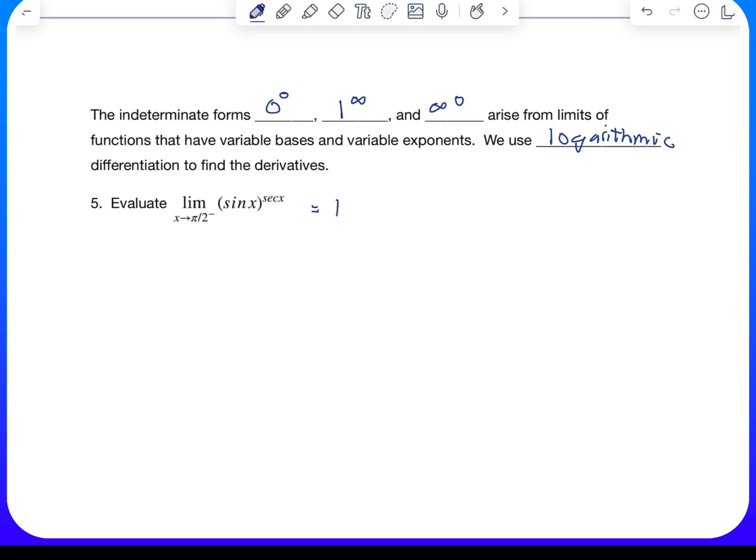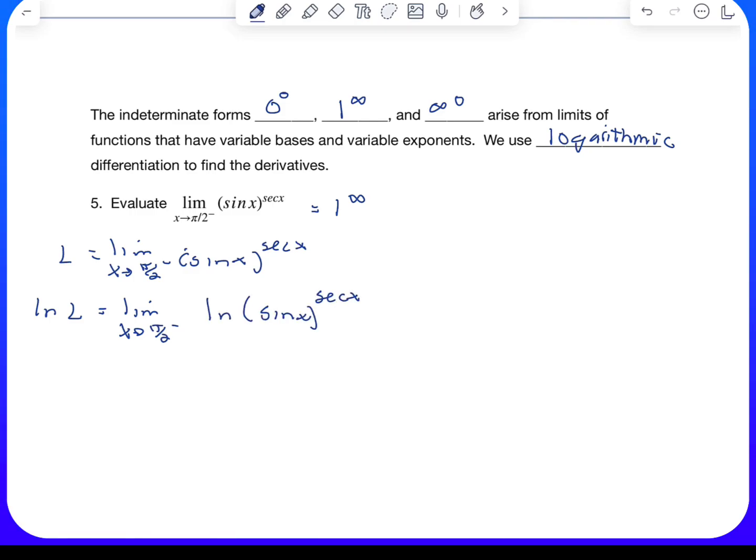So example 5 does this, because when I plug in my pi over 2 into this function, I get 1 over infinity. So that's that indeterminate form. So what I'm going to do is let L equal my limit equation. And then I'm going to start by taking the natural log of the left-hand side and the natural log of the right-hand side. Now remember, because of the limit notation, I can move that natural log inside my function to have the natural log of sine x to the secant power.